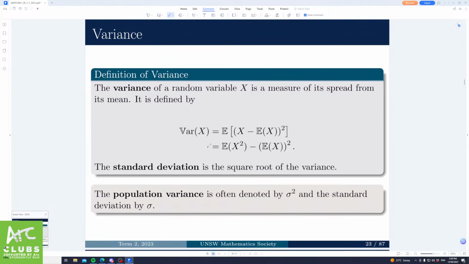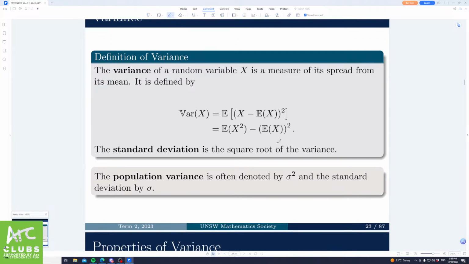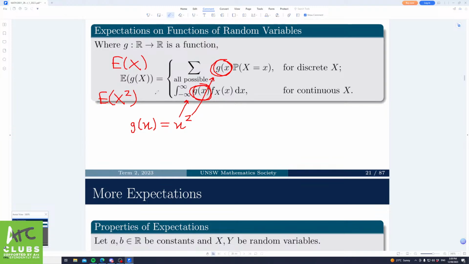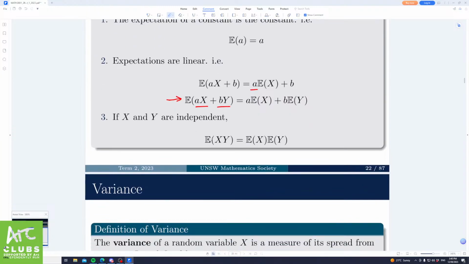Variance. So variance, we have two formulas for it. We have the expectation of x minus E of x, all squared, or E of x squared minus the expectation of x, all squared. And to evaluate variance, we're probably always going to be using the second formula. I don't really see a case where you would use the first formula over it. And we already know how to compute E of x squared using that formula from above, where your g of x is x squared.